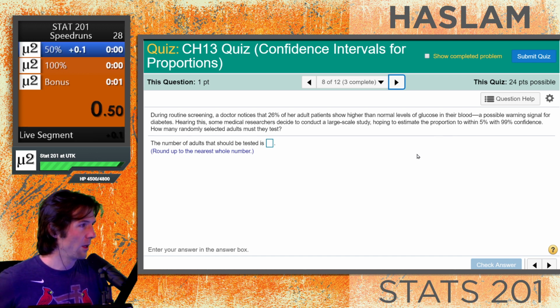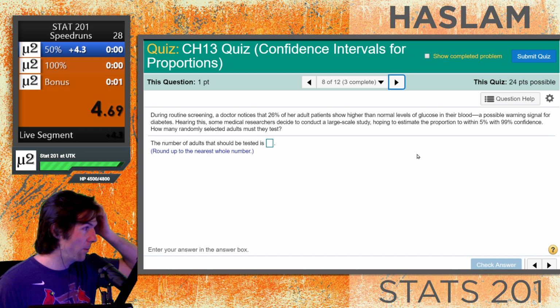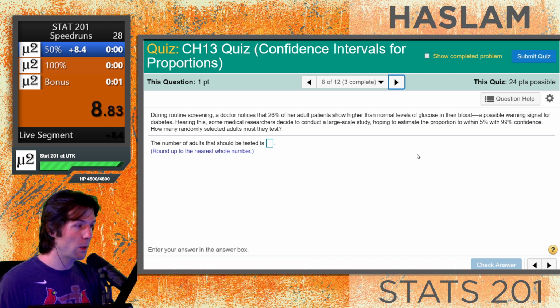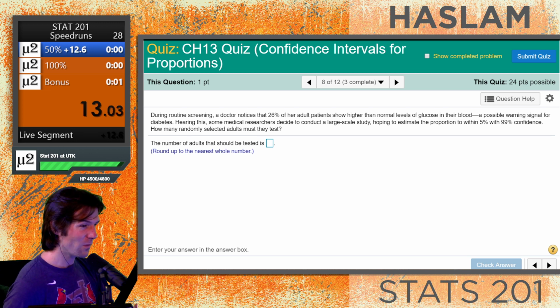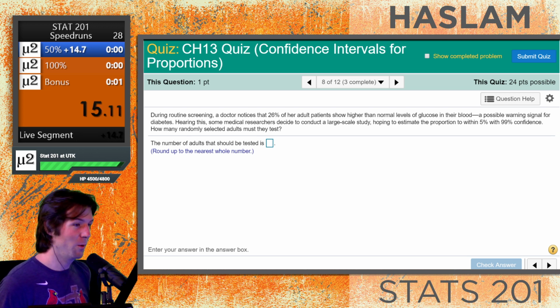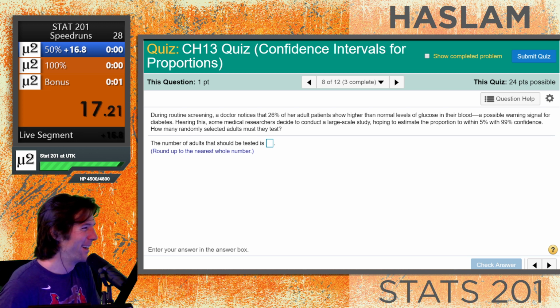Start the clock. During routine screening, a doctor notices that 28% of her adult patients show higher than normal levels of glucose in their blood. Automatically, when you hear this, it's like a sample they took. Hearing this, some medical researchers decide to conduct a large-scale study, hoping to estimate the proportion to within 5% with 99% confidence.